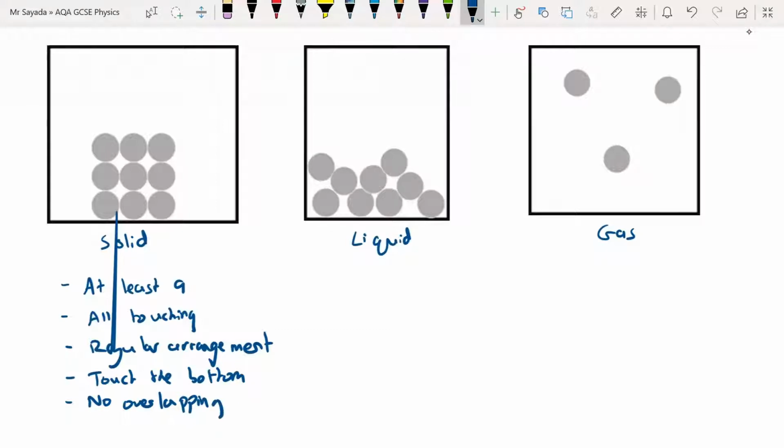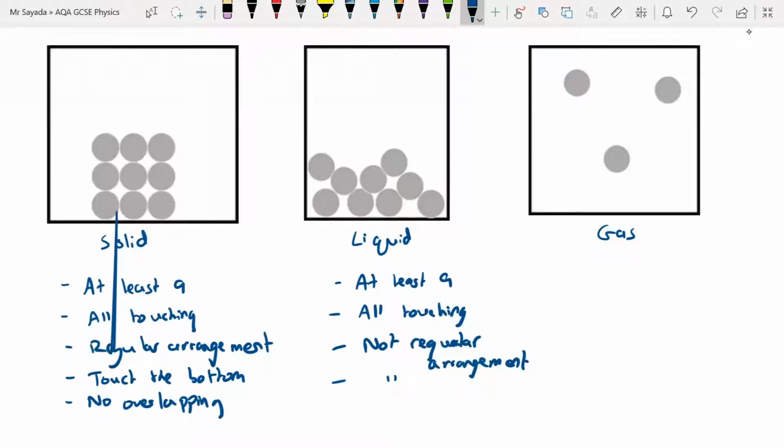For the liquid, again, make sure there's at least 9 and make sure that they are all touching. But this time there is not a regular arrangement. So they're just in a mess. And again, they also fill from the bottom, same as solid, and no overlapping, same as solid. And finally, for a gas, this time you just need at least 3, and they need to be not touching at all. So they need to be far apart. And again, no overlapping. And they don't need to be touching the bottom this time.